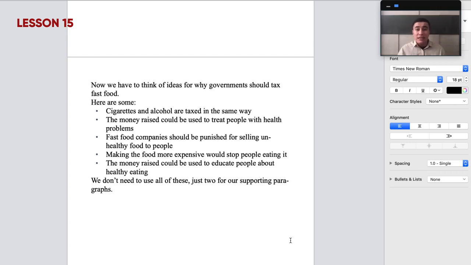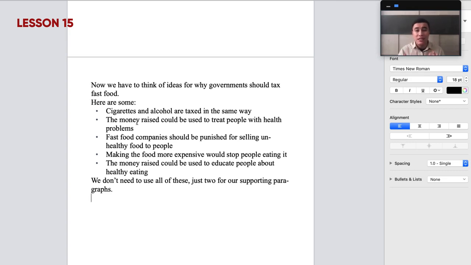Okay, now let's think of ideas for why governments should tax fast food. Okay, here are some. Cigarettes and alcohol are taxed in the same way. The money raised could be used to treat people with health problems. Fast food companies should be punished for selling unhealthy food to people. Making the food more expensive would stop people eating it. The money raised could be used to educate people about healthy eating.